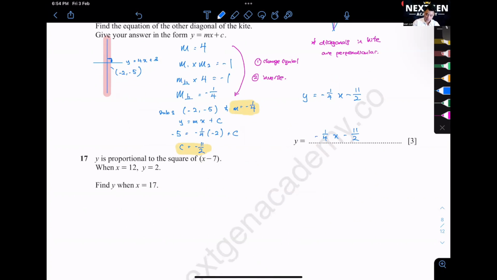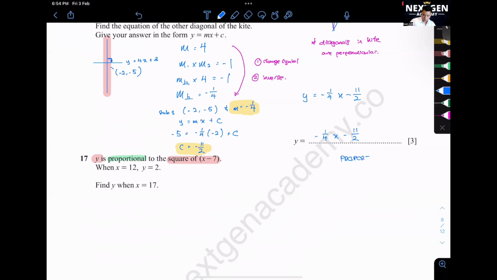Question 17. y is proportional to the square of x minus 7. What type of question is this? Directly proportional and inversely proportional, right? Yes, Aiden. You all need to remember there are two types of proportional questions.